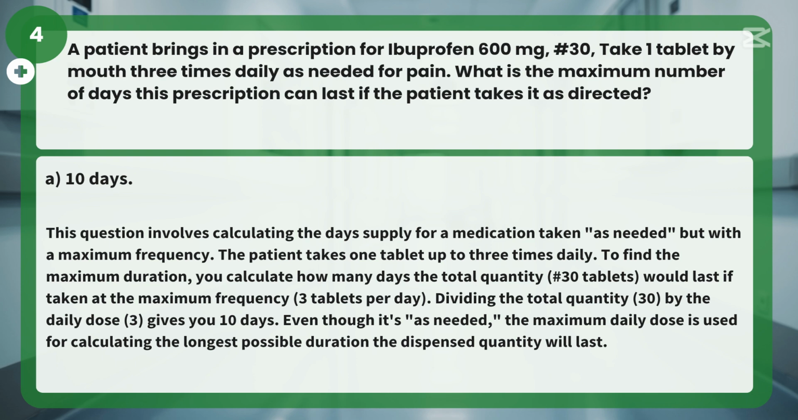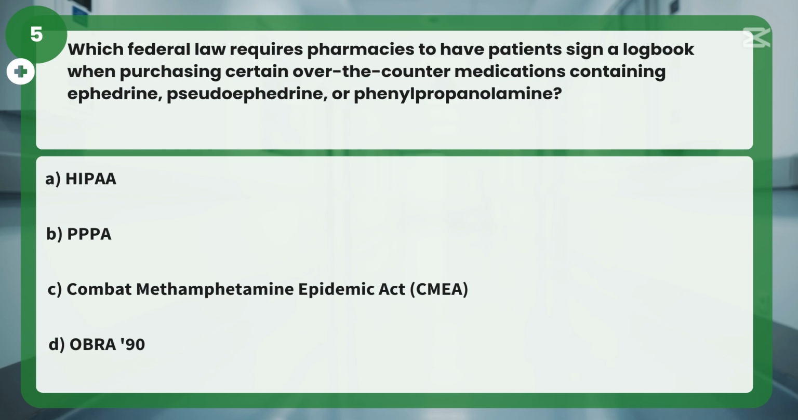Question 5. Which federal law requires pharmacies to have patients sign a logbook when purchasing certain over-the-counter medications containing ephedrine, pseudoephedrine, or phenylpropanolamine? A. HIPAA. B. PPPA. C. Combat Methamphetamine Epidemic Act, CMEA. D. OBRA 90.